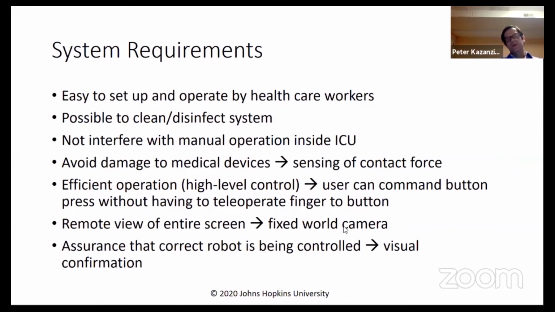So some of the system requirements that we got from the users were some fairly obvious ones about being easy to set up and operate by healthcare workers, not by robotics engineers. Another key one I want to point out was that the feedback we got is that it really needed to be efficient. They didn't want to have to teleoperate the robot, move left, right, up, down to get to the button and then say, okay, now press the button. They really wanted high-level control. I click on a button here, the robot presses the button there.